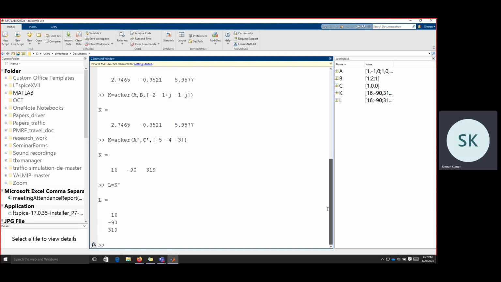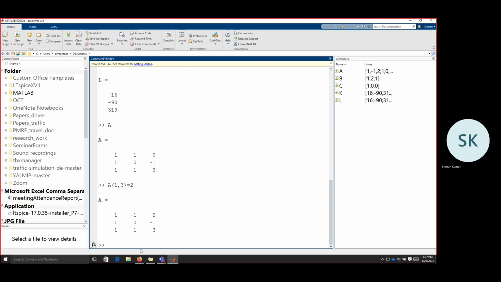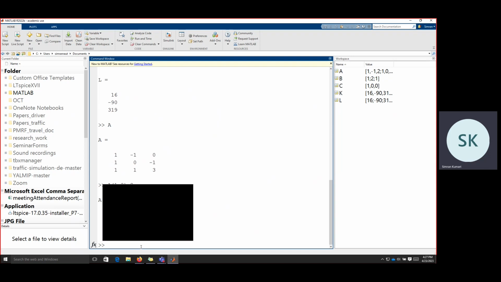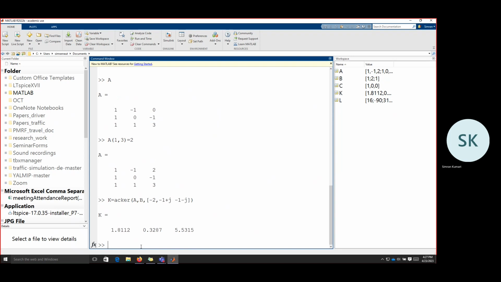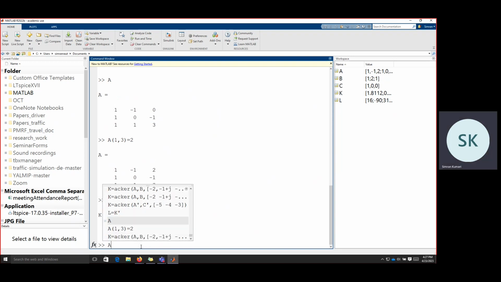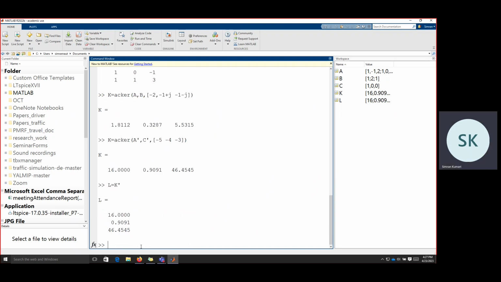Okay, it seems I have taken the wrong system. So A is this one, but in this A we have the entry 1 minus 3 equal to 2. And this is the system. This is the K matrix, and for L we find this one.